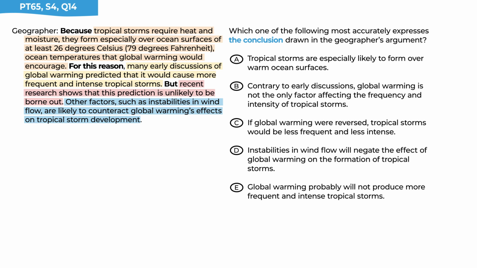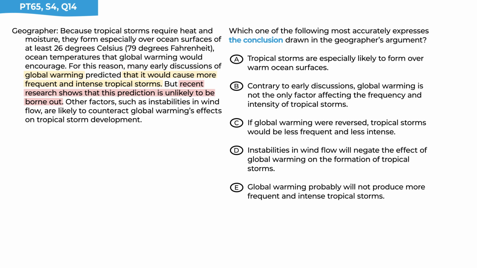So let's anchor ourselves on the conclusion. Recent research shows that this prediction is unlikely to be borne out. Let's make sure that we're clear about the word this and what it's referring to. Global warming would cause more frequent and intense tropical storms, that prediction. So the main point is that the prediction that global warming is going to cause more frequent and intense tropical storms is unlikely to be borne out. If we go into the answer choices focused on that idea, we should have a fairly easy time finding the right answer.